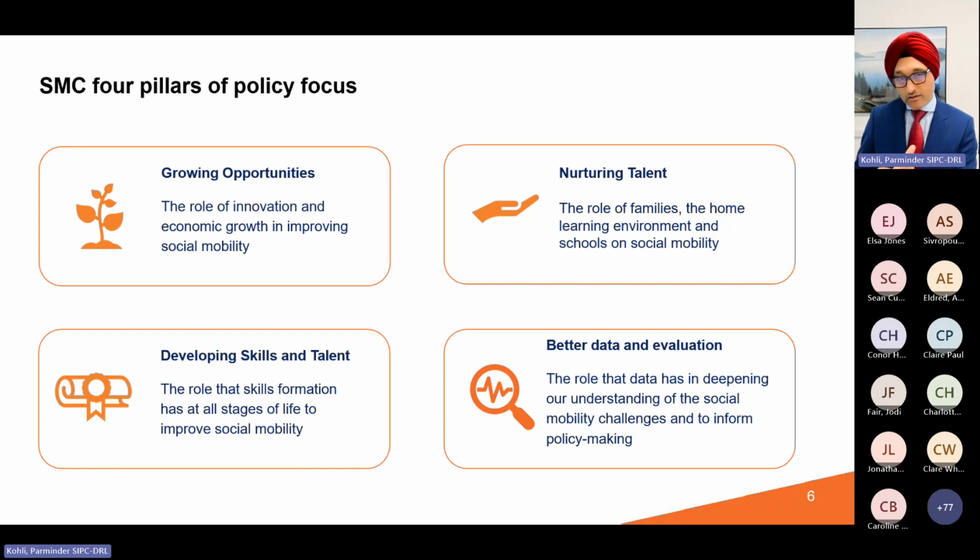And finally, nurturing talent, both in terms of the routes into work, but once people get into work, how do we make sure that there is continuous development of their skills and talents to make sure that they grasp all the opportunities possible? So those are the 2 areas which I think are particularly pertinent for today's conversation.